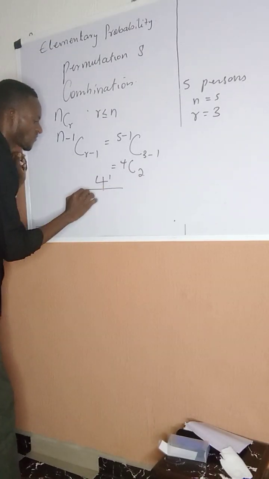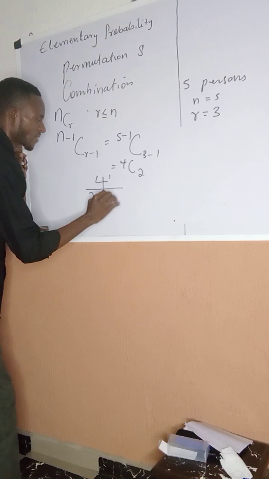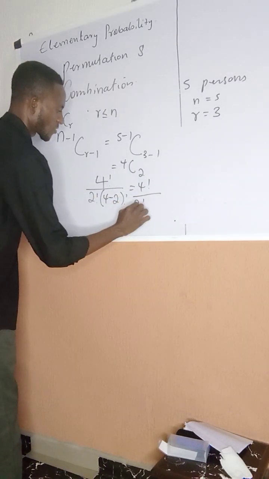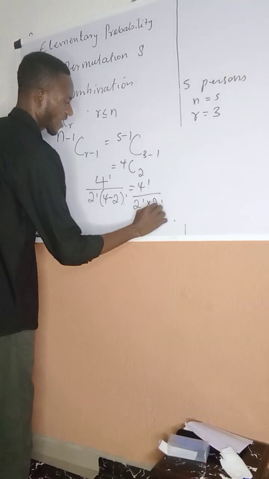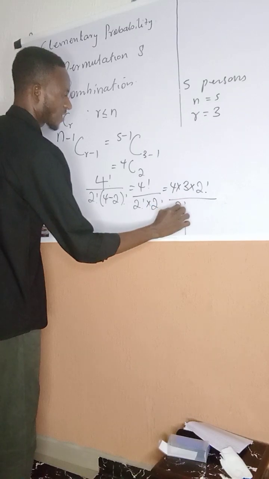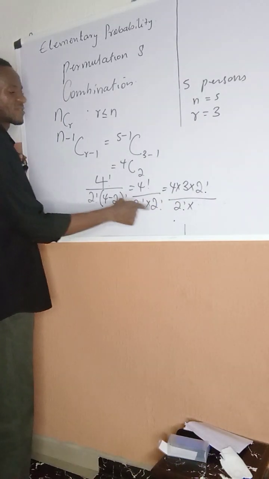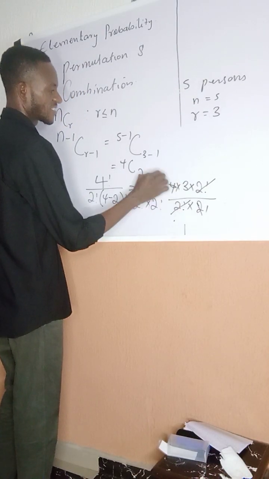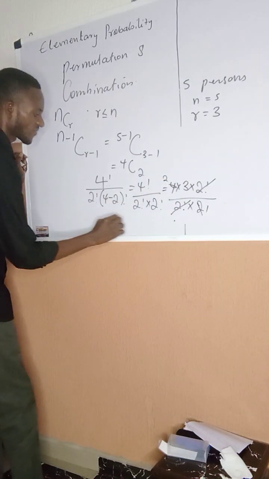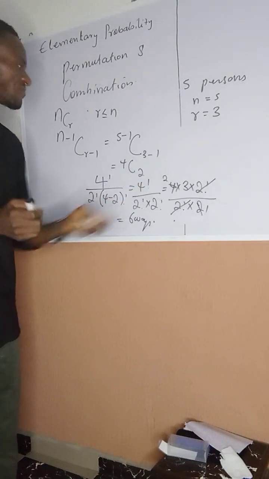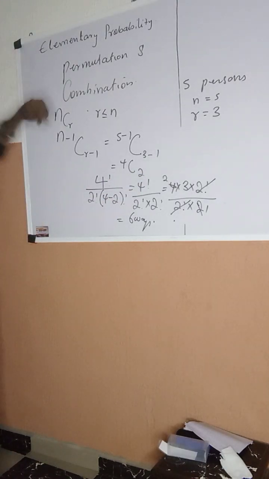4 factorial all over 2 factorial into 4 minus 2 all factorial, which becomes 4 factorial all over 2 factorial multiplied by 4 minus 2 is 2 factorial. This is equals to 4 times 3 times 2 factorial all over 2 factorial times 2 factorial. 2 factorial will go into 2 factorial. This thing is 1, and this is 2. And 2 times this will equally give us 6 ways of doing that. So we have 6 ways of doing this one, when we must include one particular person in that group.